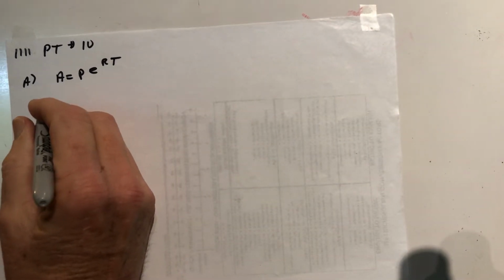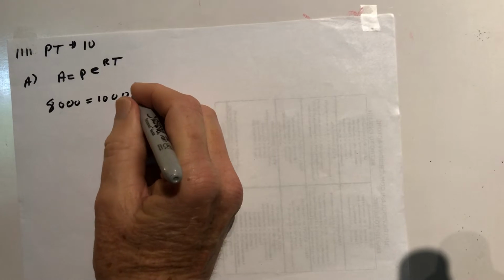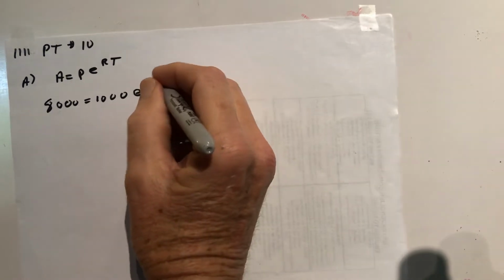The initial size of the number of bacteria, there were 1,000 bacteria. An hour later, there were 8,000 bacteria. So find a function that models it. We're starting with 1,000, and we're ending with 8,000. We need to know the rate, but we know the time was 1 hour. You can just sort of ignore that 1 up there.